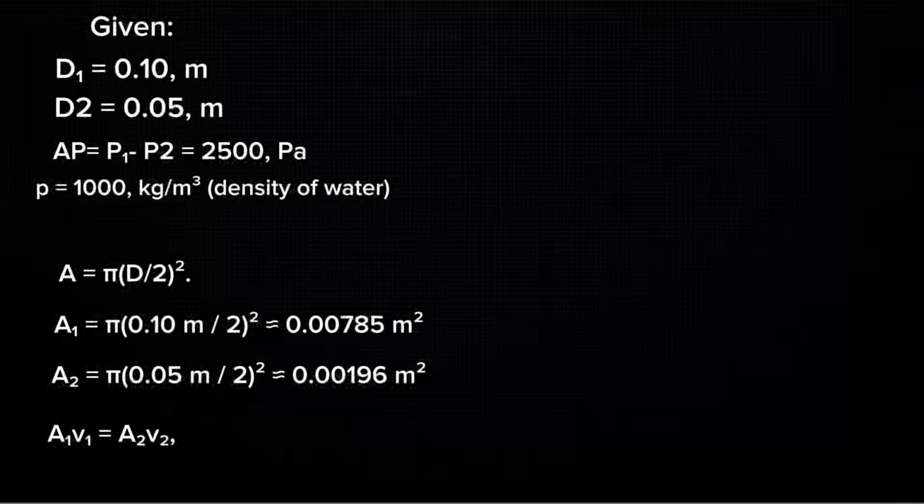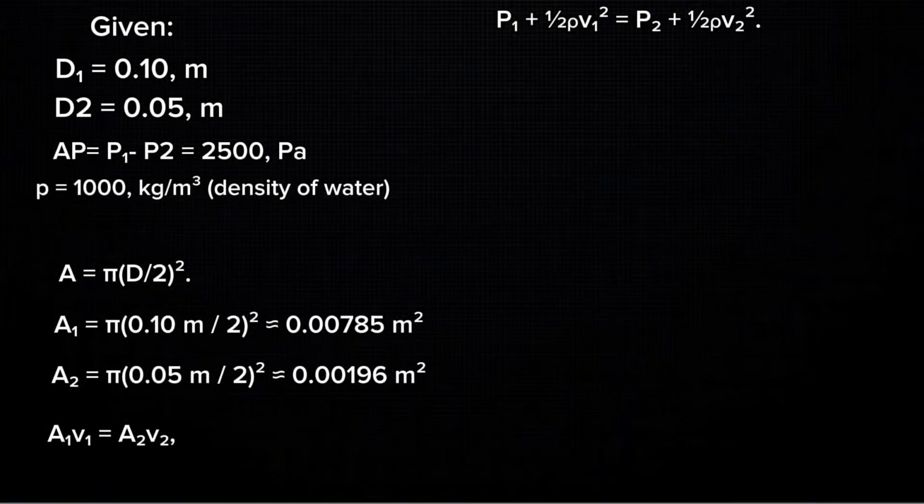Now, we apply Bernoulli's equation, which describes the conservation of energy in a fluid. Since the pipe is horizontal, we can simplify the equation to this. To solve for the flow rate, we need to combine these two equations. Let's solve the continuity equation for V2. V2 equals A1 V1 over A2. We substitute this into Bernoulli's equation.